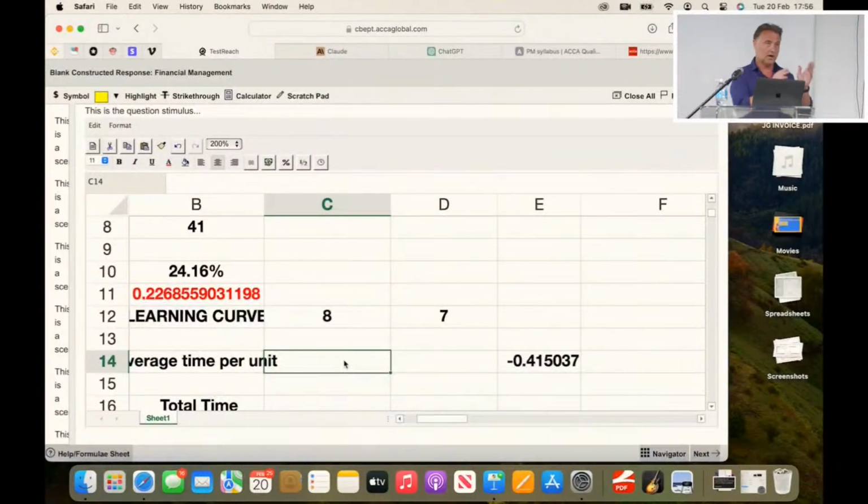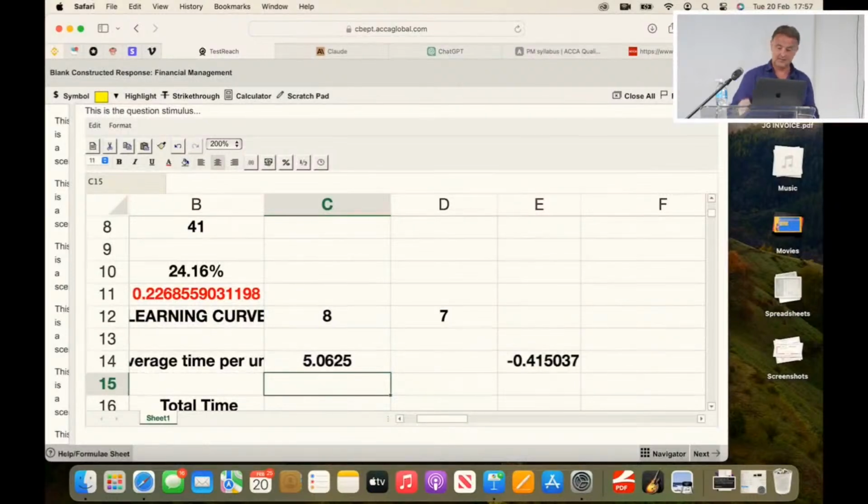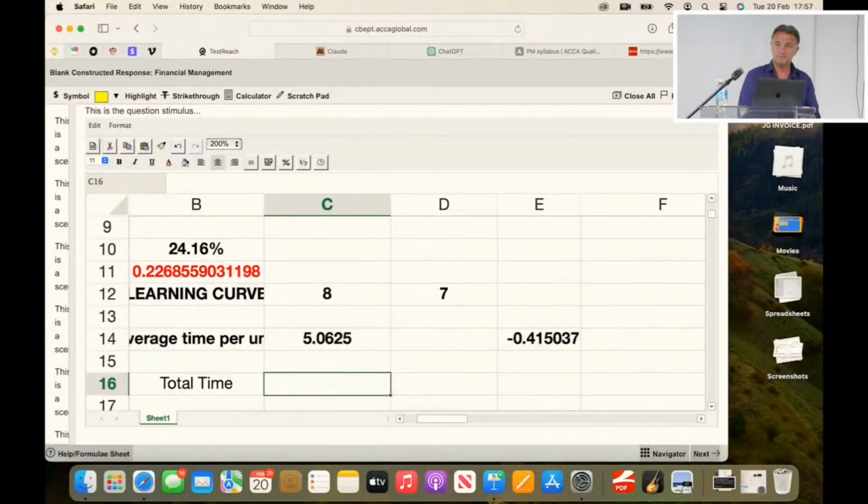Now you can do it. Average time per unit, y equals a times x to the power of b. So equals, what was a in this question? 12. 12 times by 8, the number of units, to the power of that cell there. That's where the spreadsheet really helps you. You've got your B, and then the average time per unit. So what's the total time?